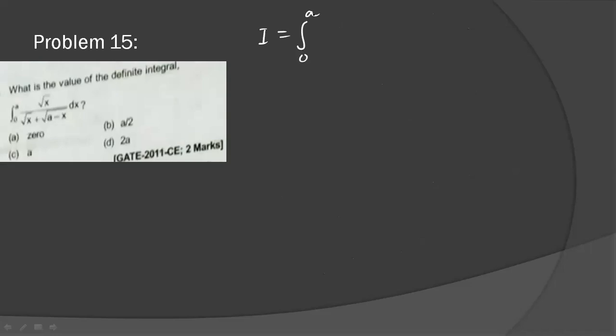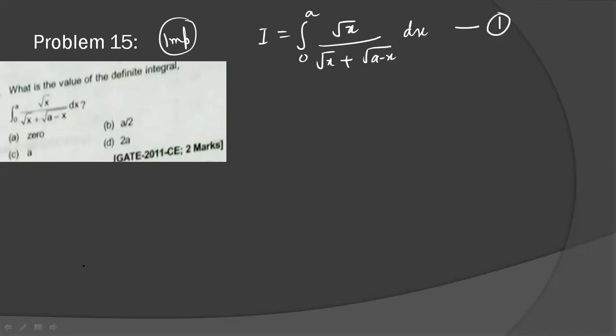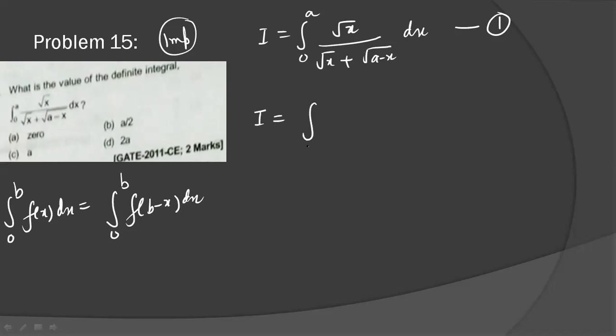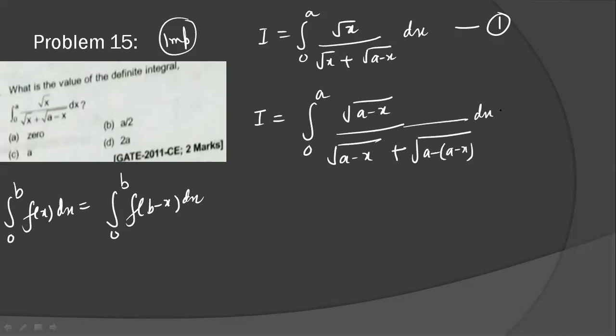The integral from 0 to a. This type of problem is an important problem. It can be asked in many forms: root x over root x plus under root a minus x dx. Now suppose this is equation 1. If you have the integral from 0 to b of f x dx, I told you the property, this is equal to the integral from 0 to b of f of b minus x dx. Use the same property, you can replace x by a minus x. Then it will be root a minus x over root a minus x plus root x dx.